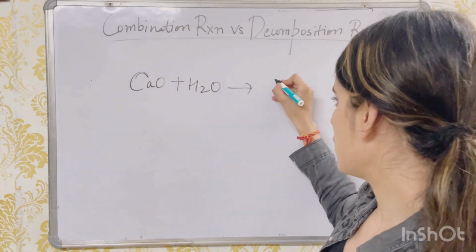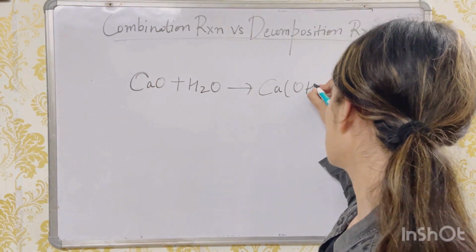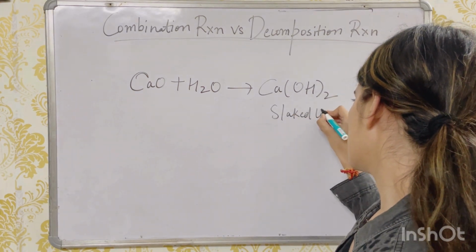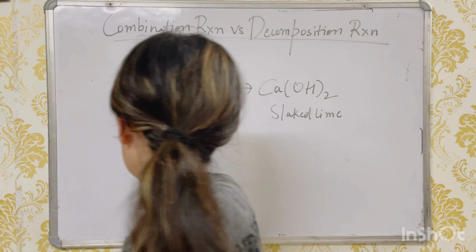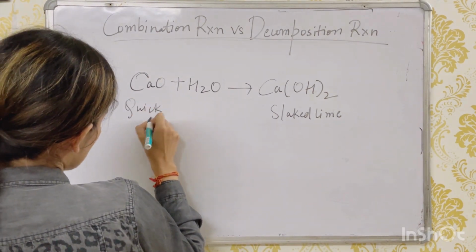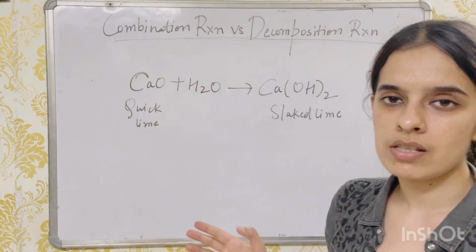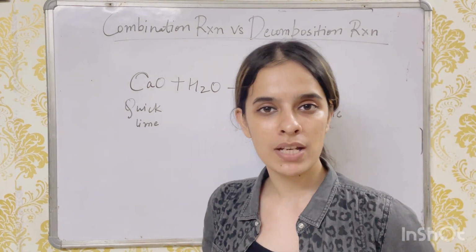So when we add water into it, what will we get? We will get calcium hydroxide. This is called slaked lime. This one is called quicklime. So when we add water into it, it will form slaked lime. So this is also an example of combination reaction.